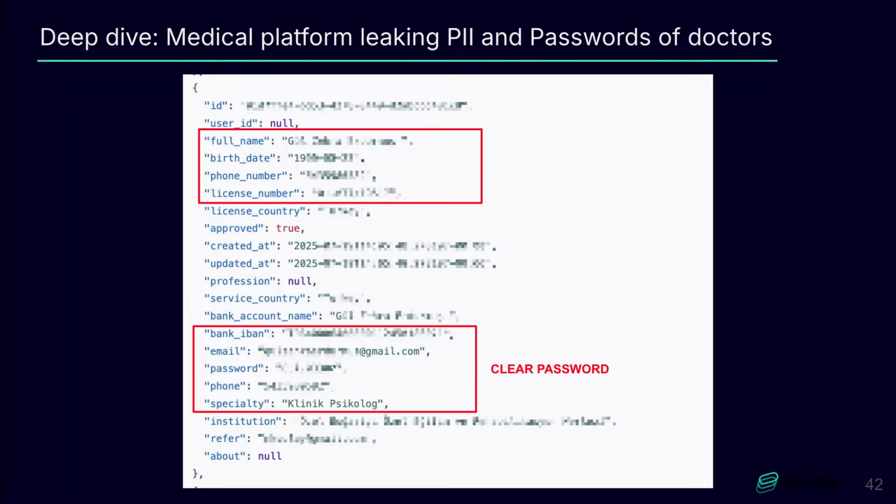It was a medical platform, like connecting doctors to patients. And with a certain chain of requests, you were able to leak all of the doctor's info, containing the full name, the birth date, the phone number, the license number, which is like a medical license number, the bank IBAN, the email, the password, which is clear, of course. And you can see that this guy is a clinic psychologist. This one was really, really scary.